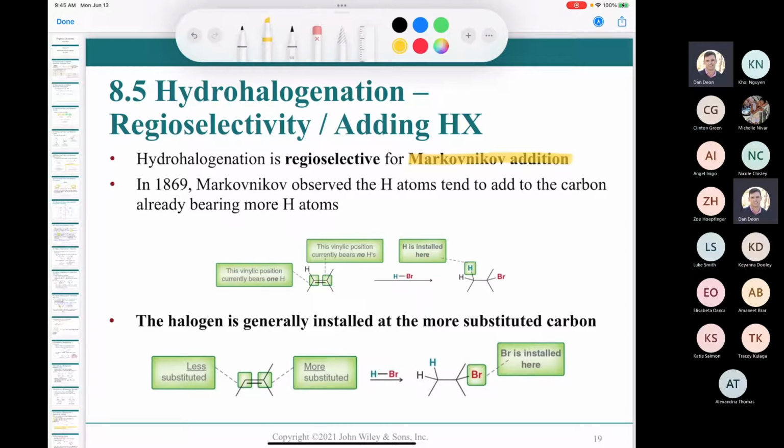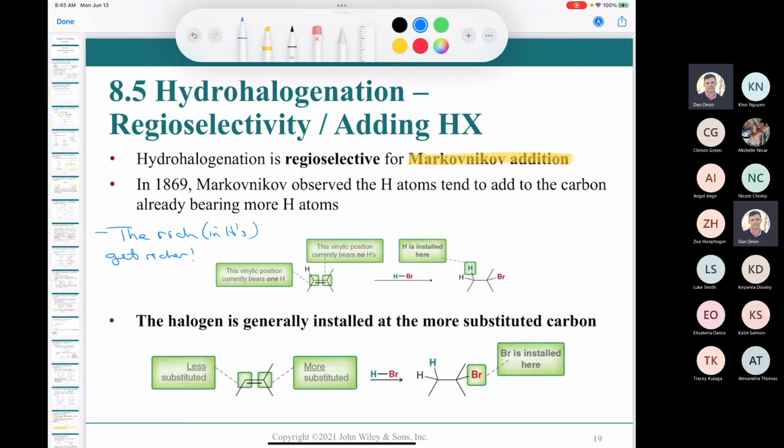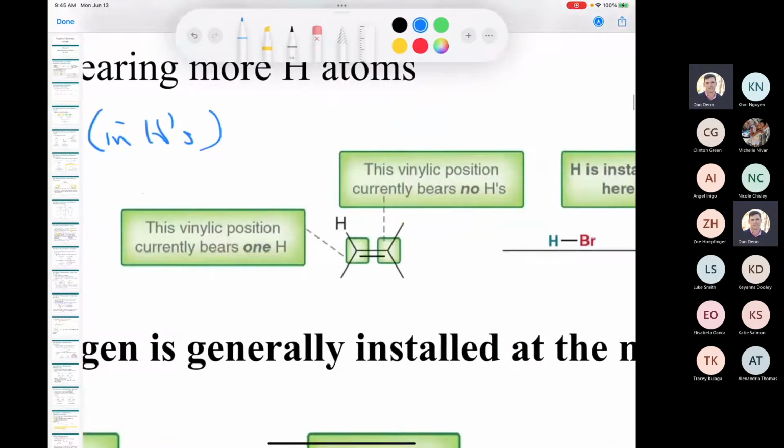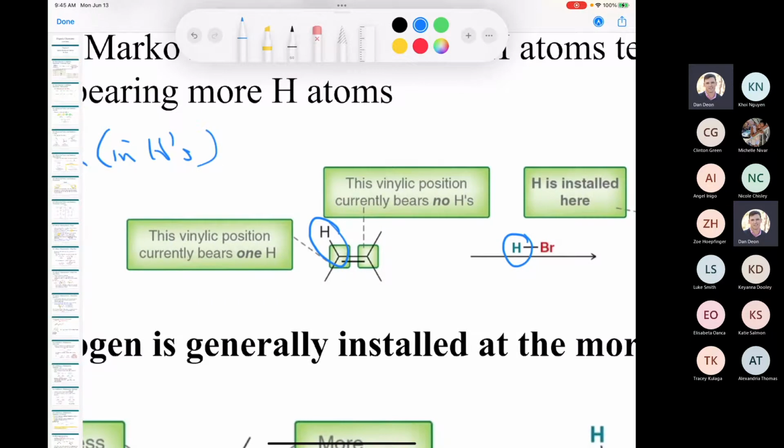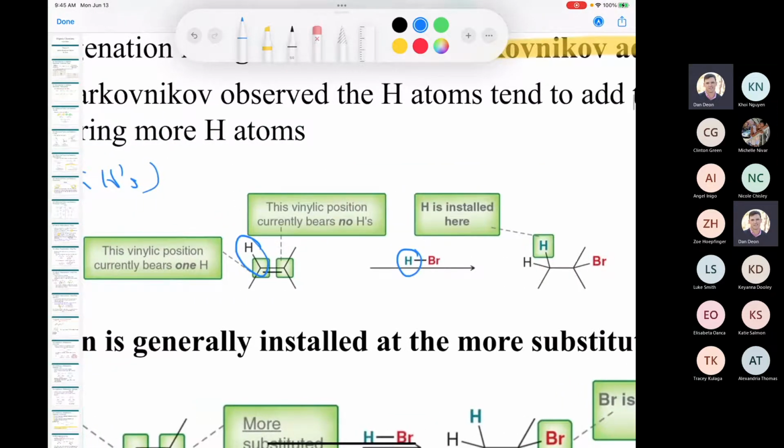What's the rule? Markovnikov addition is this. In 1869, Markovnikov noticed that hydrogen atoms tend to go to the carbon that's already bearing more hydrogen atoms. The way my students like to remember this is: the rich in H's get richer. So you look at the two vinylic carbons. Whichever one is richer in hydrogens is the one that's going to take the hydrogen from your HBr, your HCl, or your HI. That is where the hydrogen is being installed.